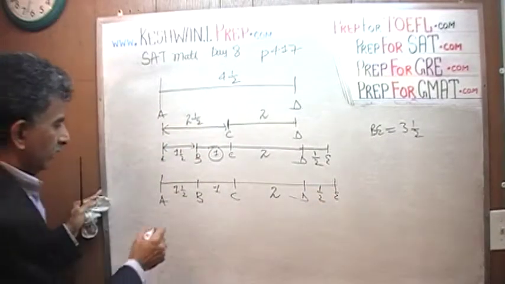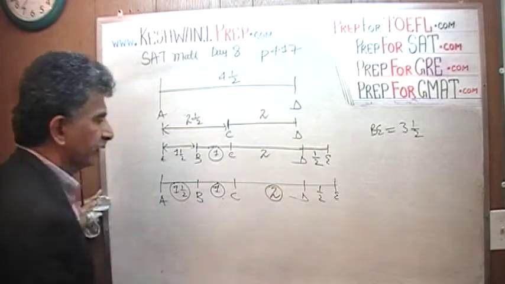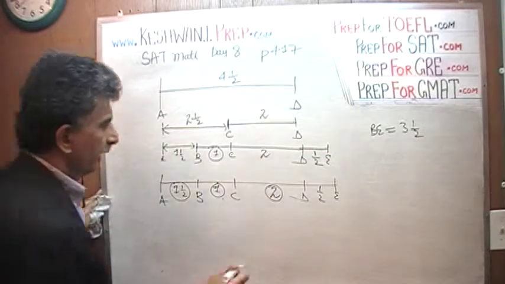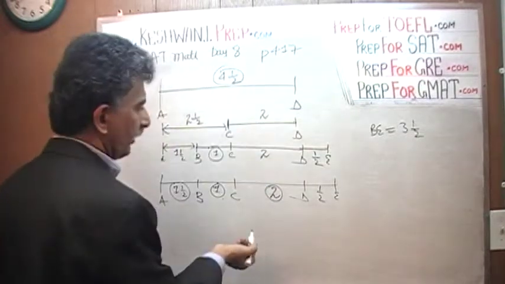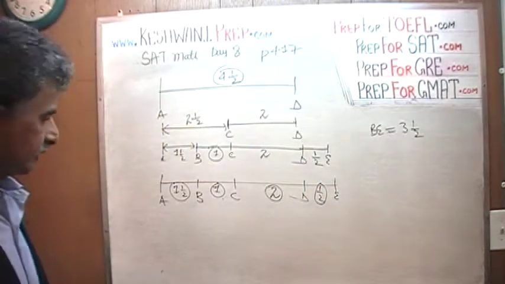Voila. 1.5 plus 1 is 2.5. 2.5 plus 2 is 4.5, which is what we were told. A to D is 4.5. And then E sticks out another half an inch, making it 5 inches. And that's how they're listed.